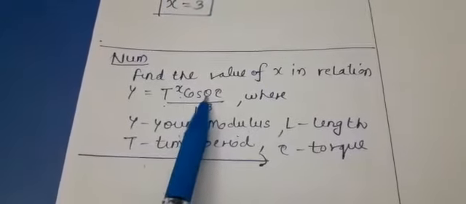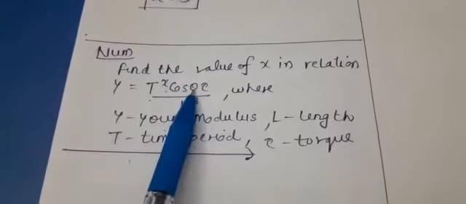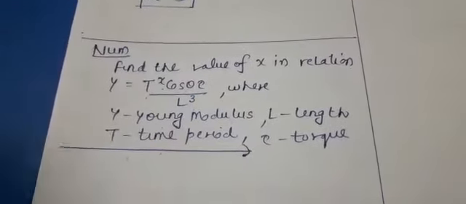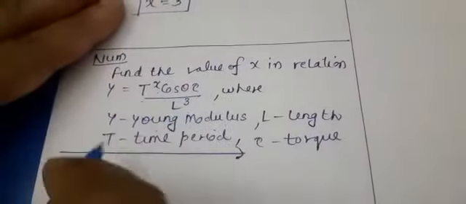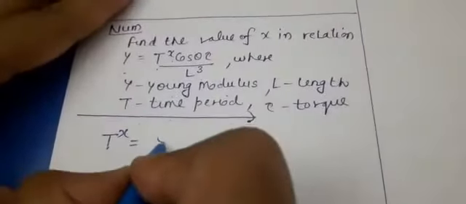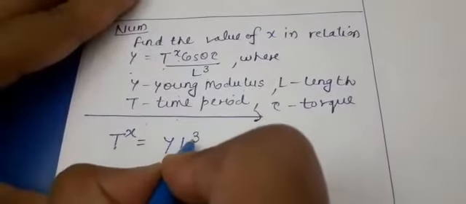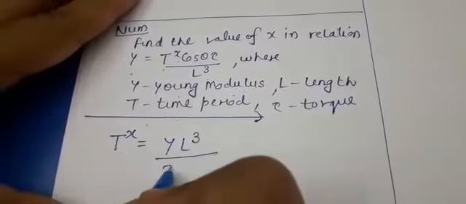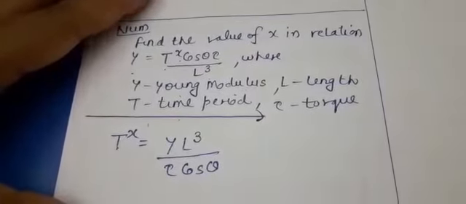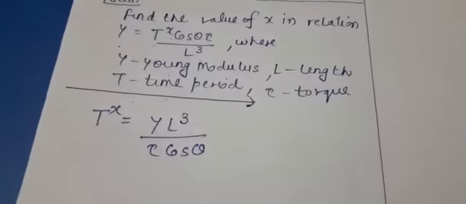Here theta, cos theta is a trigonometric function, that is angle, and angle is dimensionless. So what should we do here from this equation? If we calculate the value of T raised to the power x by cross multiplying, you will get Y L cube upon tau cos theta. Now, what should be the next step?